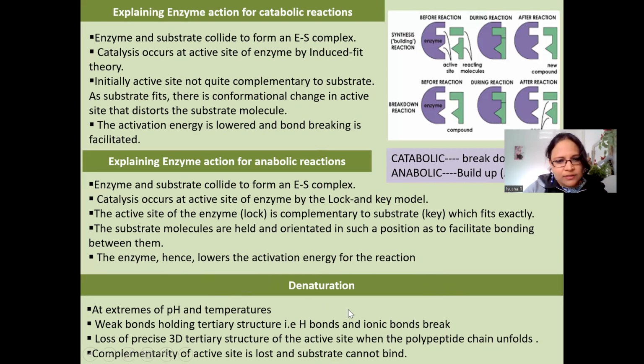So here in the slide, we have a little bit about denaturation. This term denaturation is used at extremes of pH and temperatures. Basically, what that means is that those weak bonds that hold the tertiary structure in place, like hydrogen bonds and the ionic bonds, break when the enzyme is denatured. When they break, there is a loss of the precise three-dimensional tertiary structure of the active site, because the polypeptide chain unfolds.